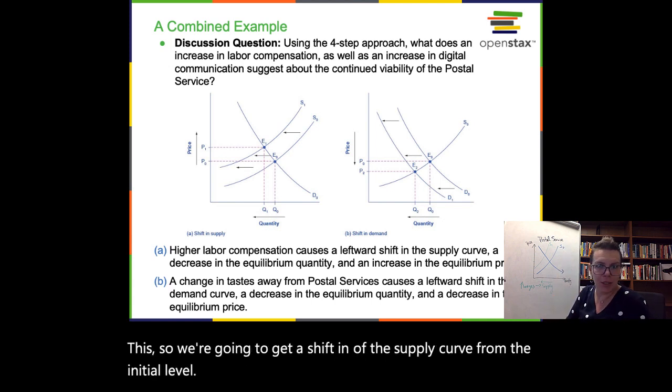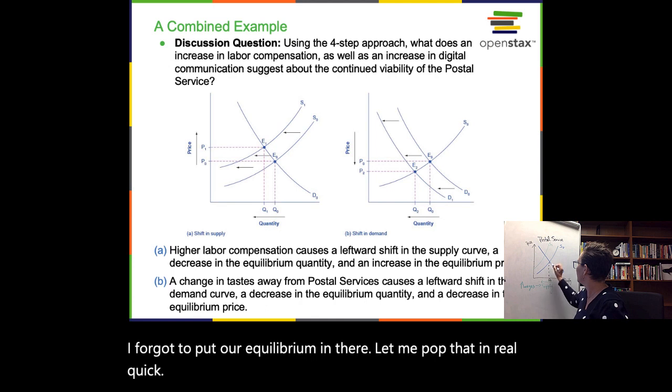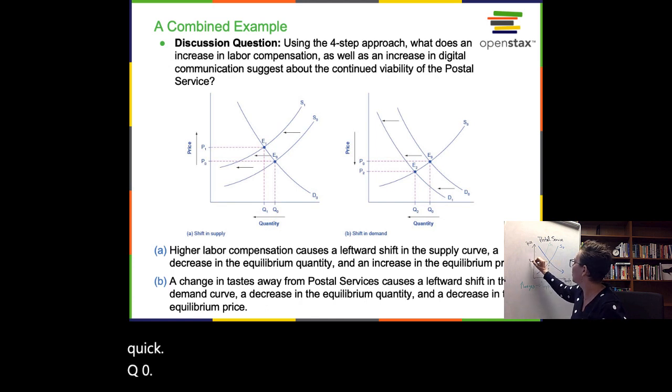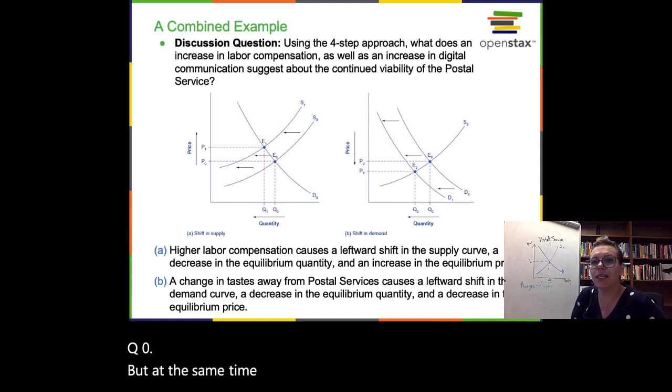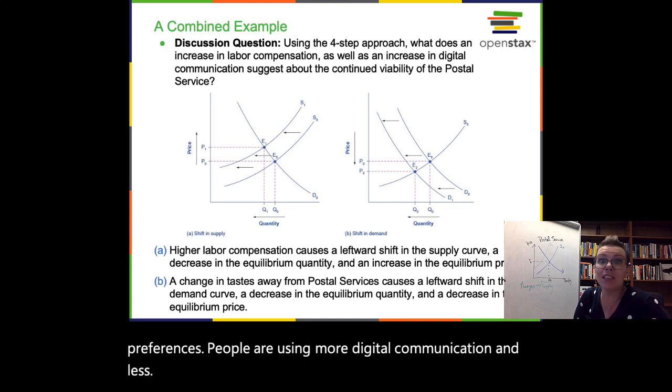I forgot to put our equilibrium in there. Let me pop that in real quick. Q0, P0. But at the same time, we're seeing a change in tastes and preferences. People are using more digital communication and less traditional snail mail, right?